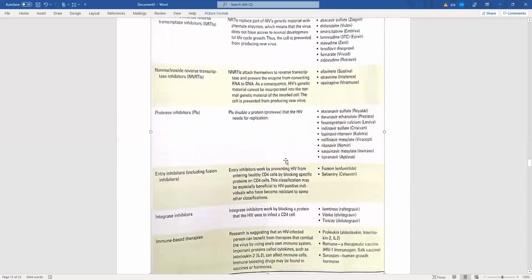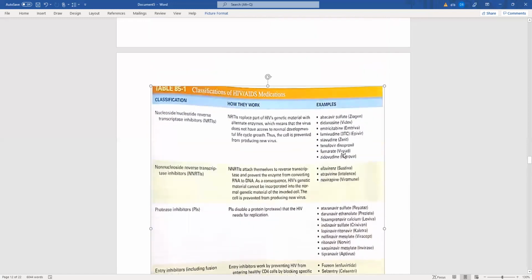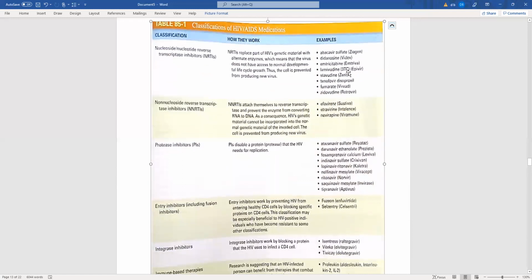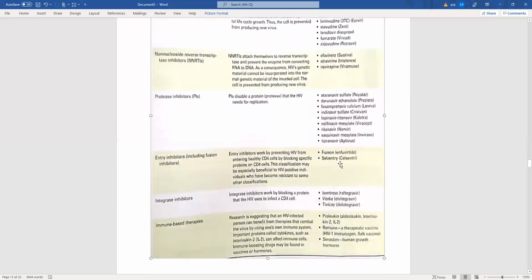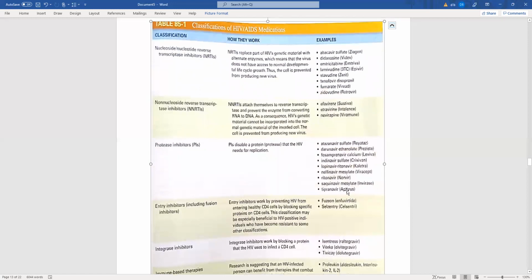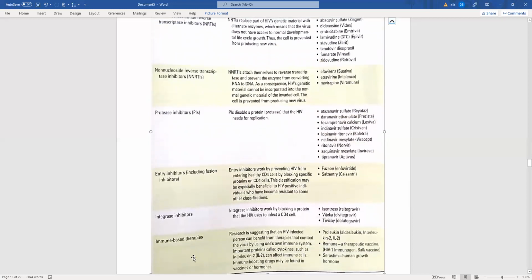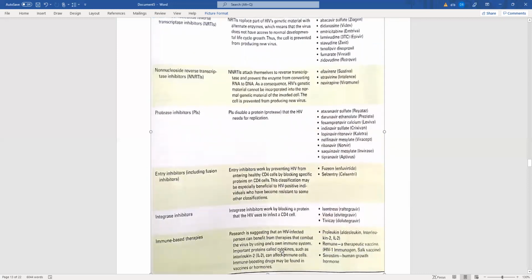Just make sure you know all this. I don't want too much focus on these. If anything, the test may ask a question about the classification. So let's just use the HIV-1 immunogen: what is its classification and how does it work? Its classification is immune-based.